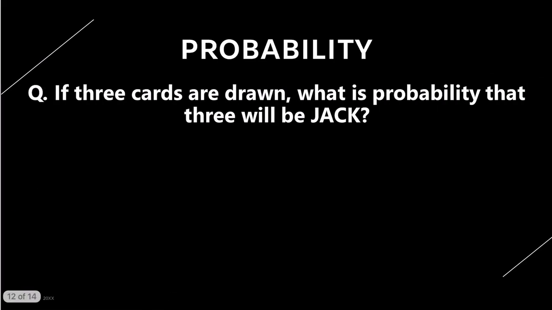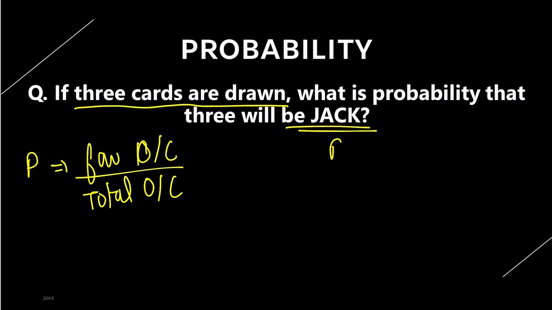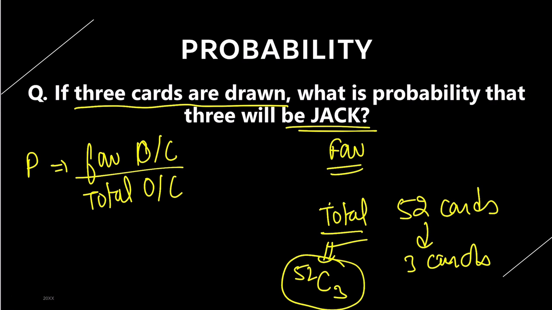Moving on to a similar question. If three cards are drawn, what is the probability that they will be jacks? Probability is favorable outcome divided by total outcome. So what is the favorable outcome for me? First, the total outcome: I have 52 cards. I am choosing three cards, any three cards. So my total outcome is 52C3. This is what we have learned in combination.